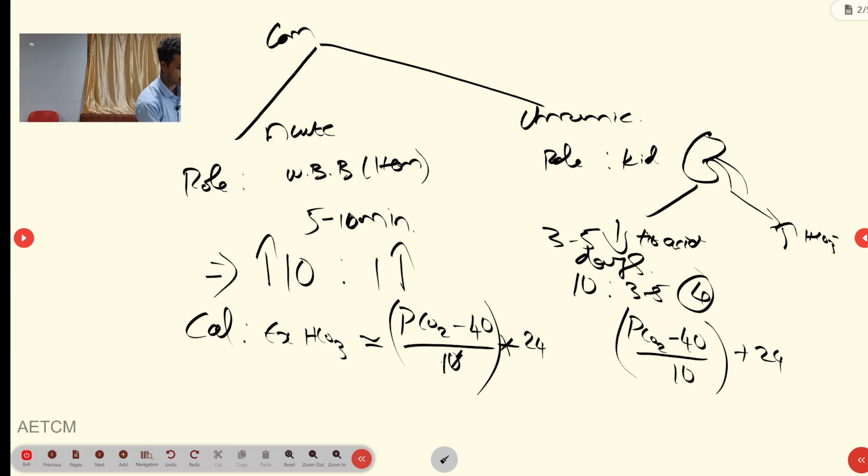Chronic, as we said, is 4 times higher than the acute. It's 3 to 5 times, so we take the mean value of 4. So it is 4 times higher than the acute. That's why we multiply by 4 in PCO2 minus 40 divided by 10, plus 24. Both calculations give the same result, so why confuse yourself again and again? You can remember: in acute it is 10:1, in chronic it is 10:4.